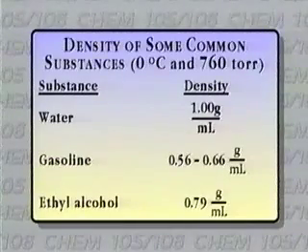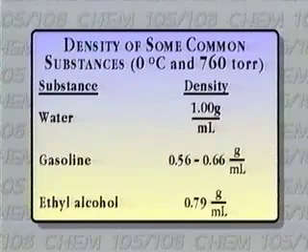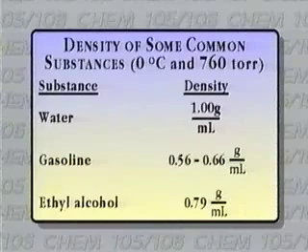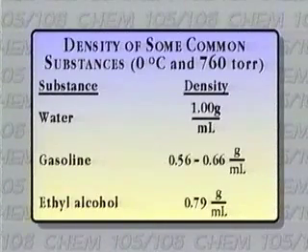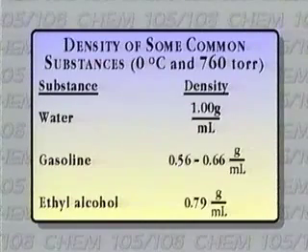Now, another table that's in the book gives us some compounds, and we'll take a look at a couple of densities there. We have the water. Water is 1 gram per milliliter. And if we look at the rest of those liquids, all of these liquids are less dense than water. Ethyl alcohol, gasoline.